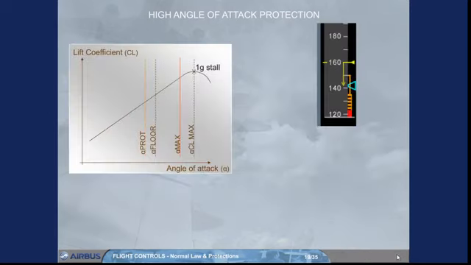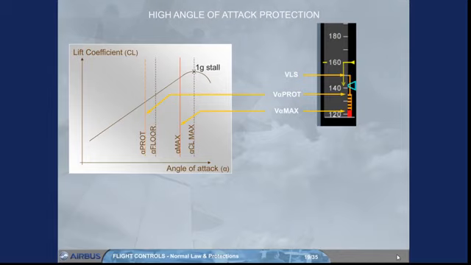Let's begin with some definitions. VLS is the lowest selectable speed related to the stalling speed. V-alpha prot is the speed related to the angle of attack at which the protection becomes active. V-alpha max is the speed related to the maximum angle of attack that may be reached in pitch normal law.